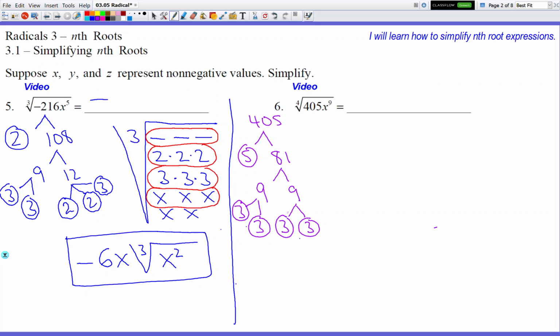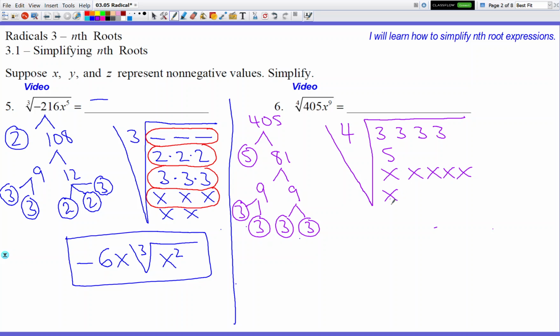Okay, so now let's make our ginormous radical symbol. And let's put everything inside there. So I got 4 3's, 1, 2, 3, 4, 1 5, and 9 x's. 1, 2, 3, 4, 5, 6, 7, 8, 9.